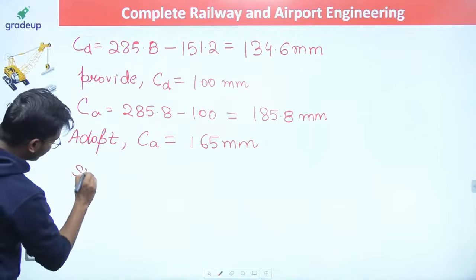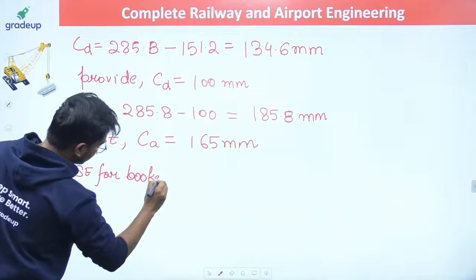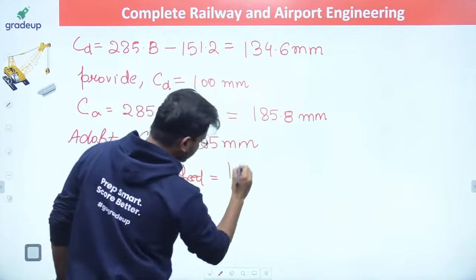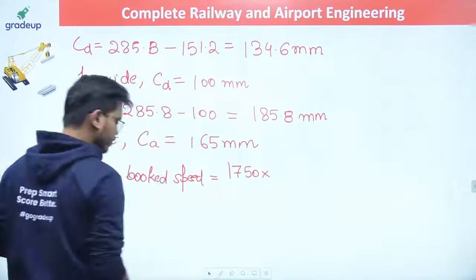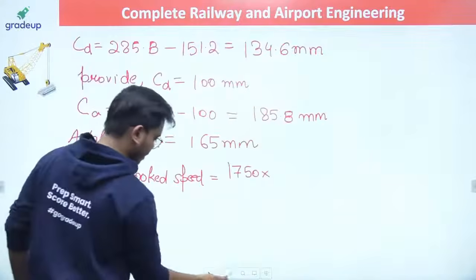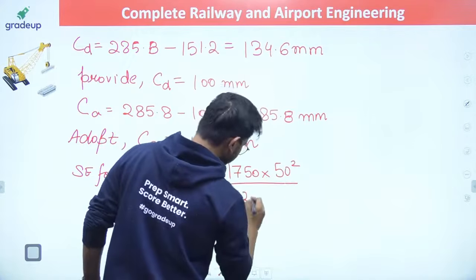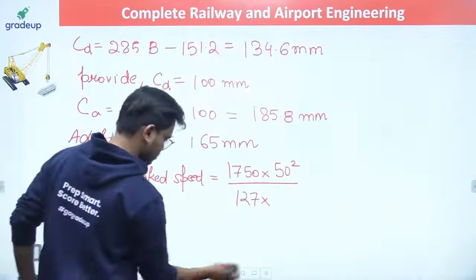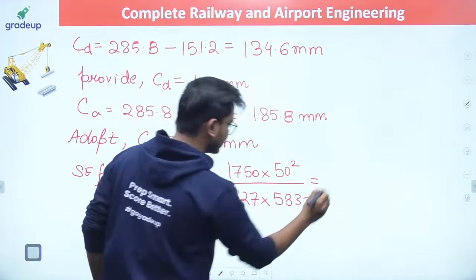What will be the super elevation for booked speed? Let's check for CANT axis. For booked speed, everyone, let me know. 1750. Velocity was how much? I think 50 kmph. 50 squared over 127 into 583.3. Everybody get me the answer.